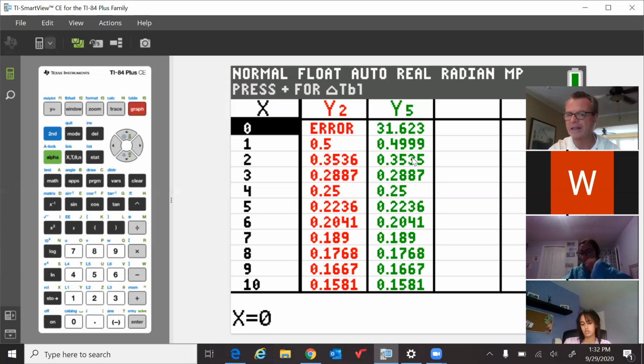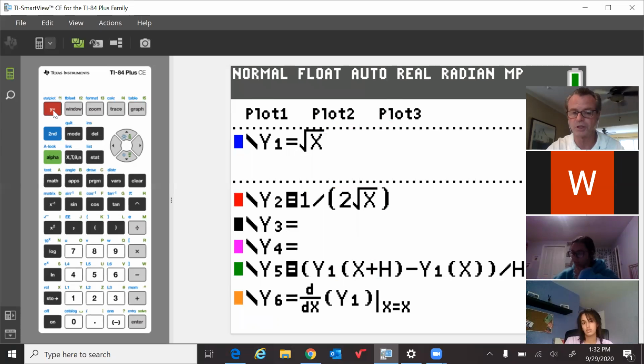Y5 is verifying that numerically for you. And we have an error at 0, because our derivative can't take on 0 because we have root x in the denominator. Y5 can, because we define that with h going to 0, or h having a value of 0.001 going to 0. But you can do this for all of the rest of the book.